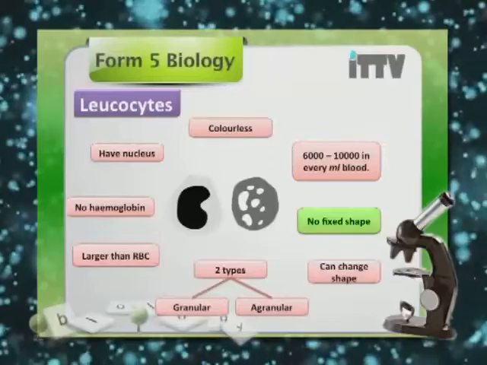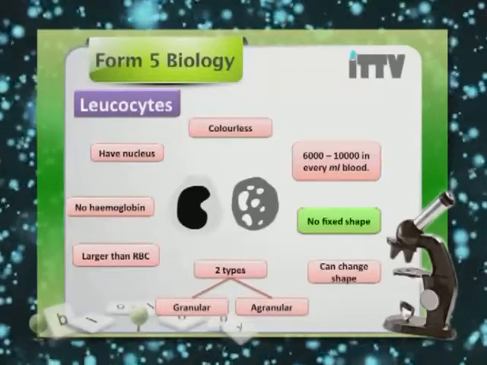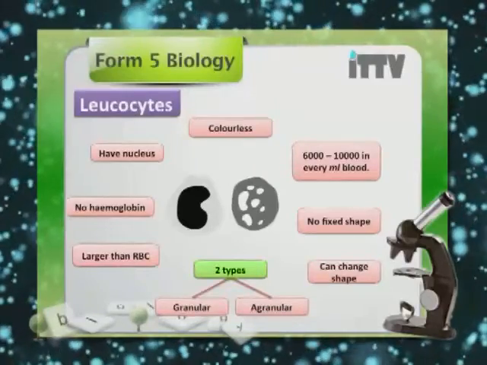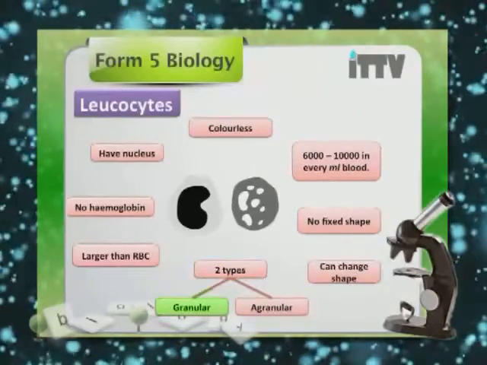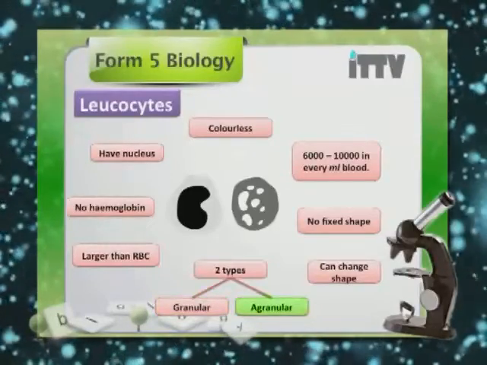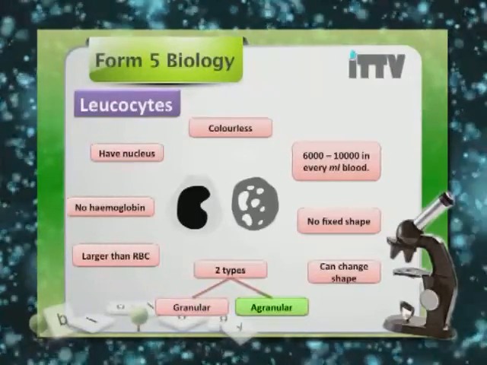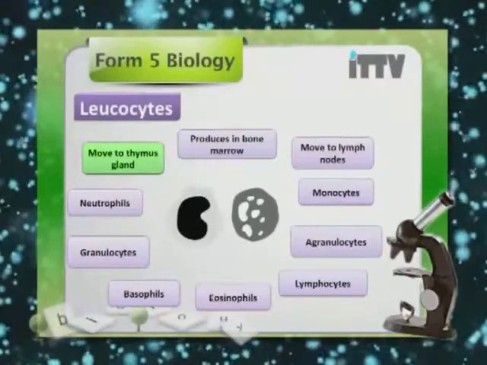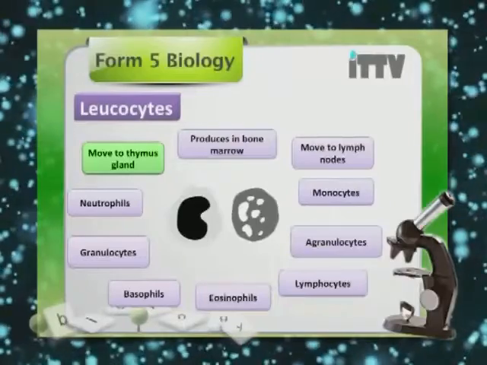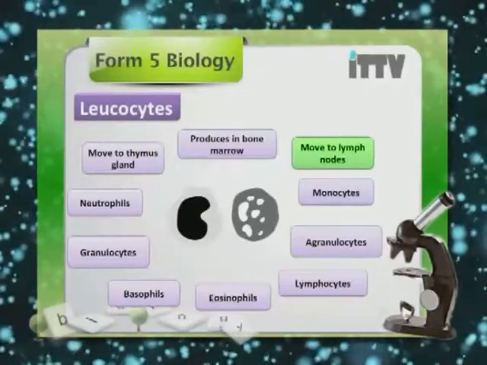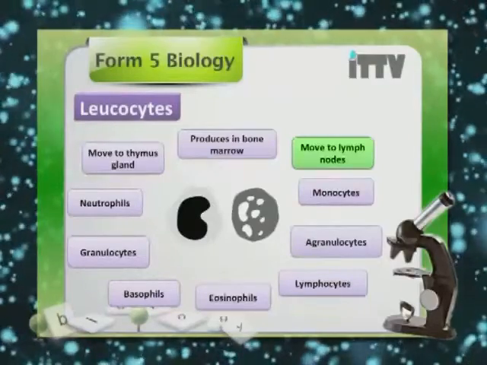There is no fixed shape for the leukocytes, and they can change their shape. The majority of them fall into two categories of leukocytes. One is termed as the granular leukocyte and the other as agranular leukocyte. The leukocytes are produced in the bone marrow and they are transferred to the thymus gland for maturation. Sometimes they are also kept in the lymph nodes in preparation for any form of defense.